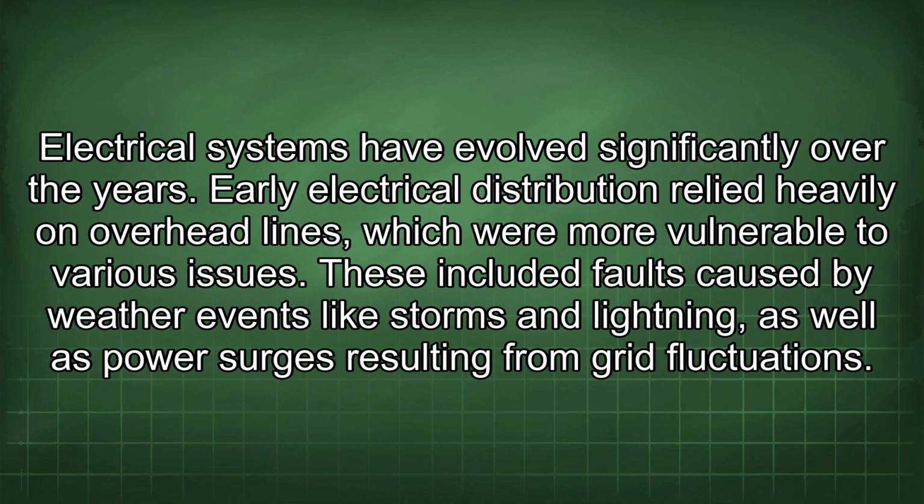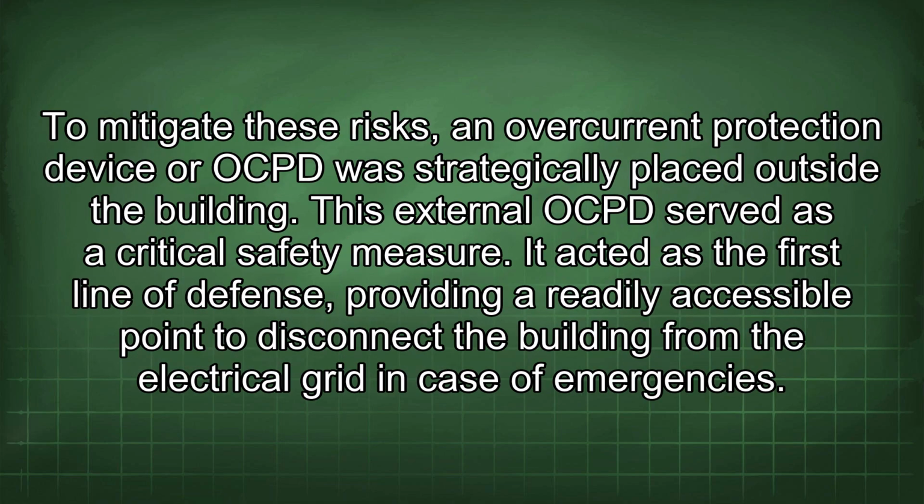Electrical systems have evolved significantly over the years. Early electrical distribution relied heavily on overhead lines, which were more vulnerable to various issues. These included faults caused by weather events like storms and lightning, as well as power surges resulting from grid fluctuations. To mitigate these risks, an overcurrent protection device, or OCPD, was strategically placed outside the building.